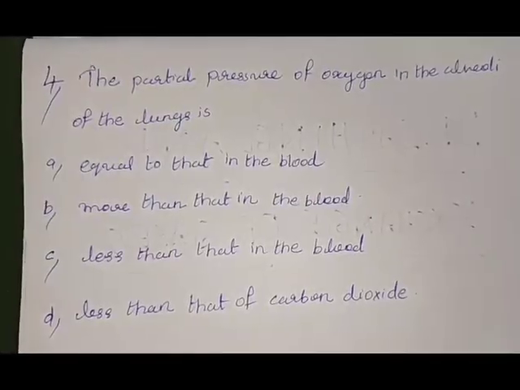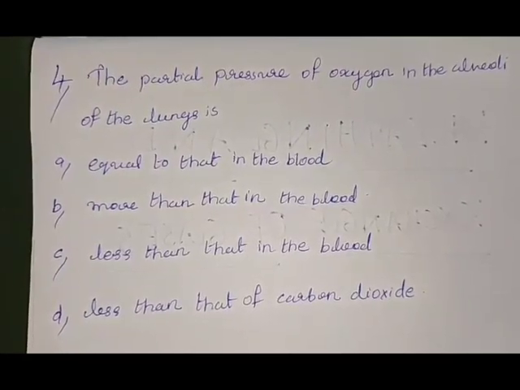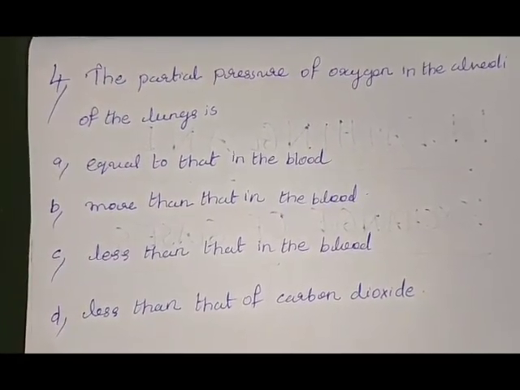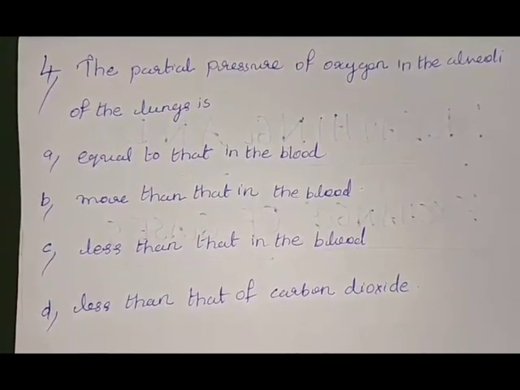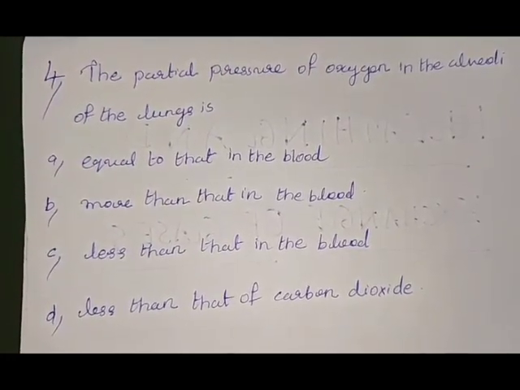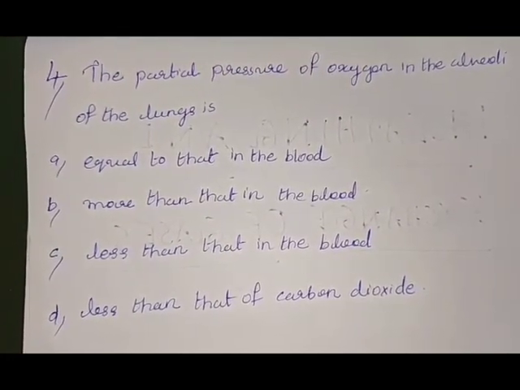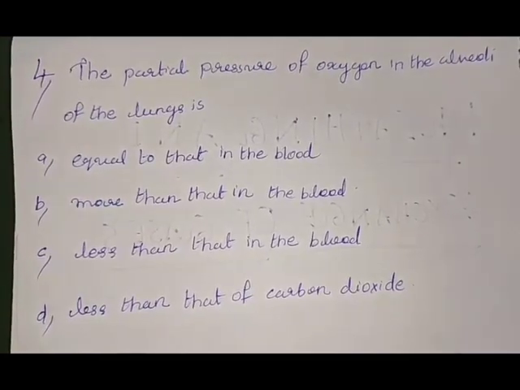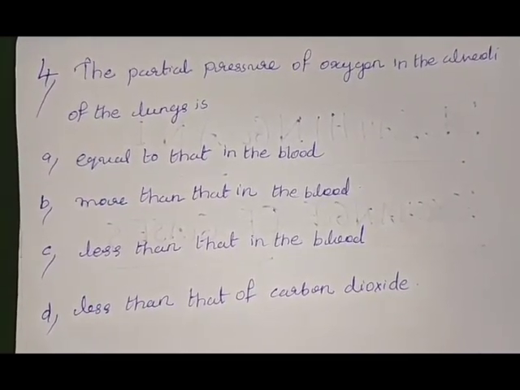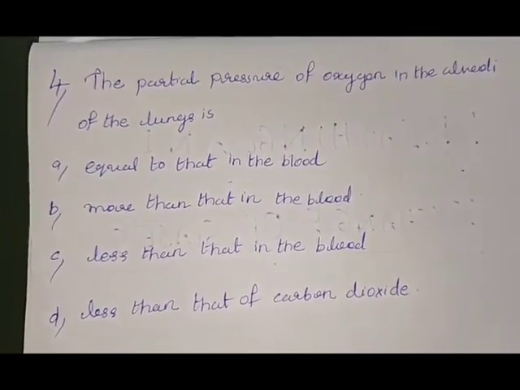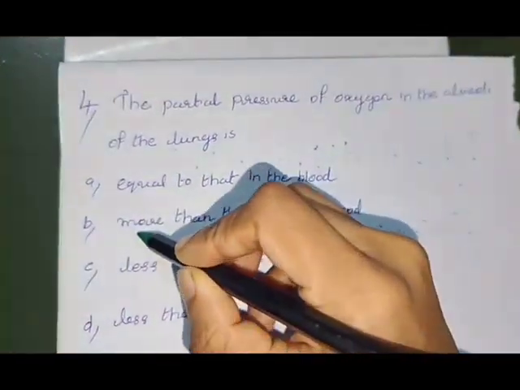4. The partial pressure of oxygen in the alveoli of the lungs is: option A, equal to that in the blood; B, more than that in the blood; C, less than that in the blood; D, less than that of carbon dioxide. Answer: option B, more than that in the blood.